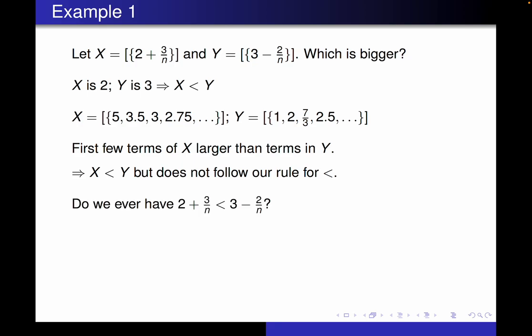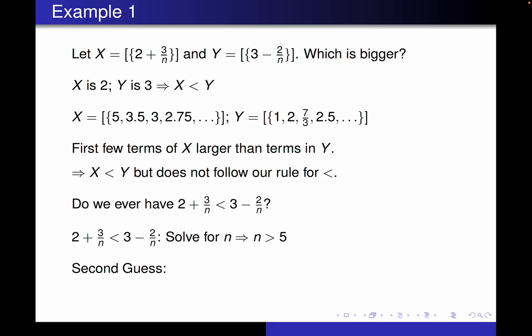But here's the question. Certainly at some point we've got to have 2 plus 3 over n less than 3 minus 2 over n. So let's solve this inequality and just see when that happens. Let's see. If we solve for n, I'll show you the result is n greater than 5. So once you get past the fifth one, all the terms do match up, where all the terms in x are less than all the terms in y.